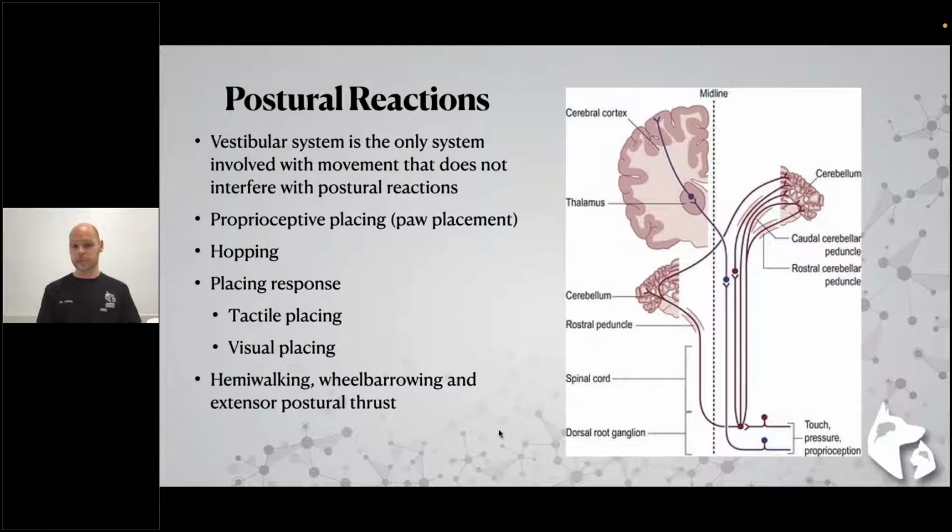You could do placing responses, so tactile placing and visual placing. Tactile placing, we often see done with cats or very small dogs. You lift them up, bring them to the edge of a table, a chair or a counter, and as soon as they touch it, they should put their paw up on top of it to brace themselves.